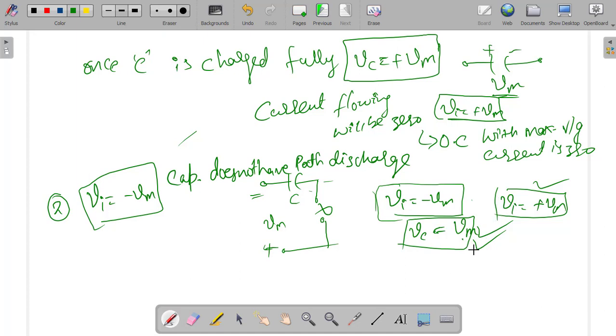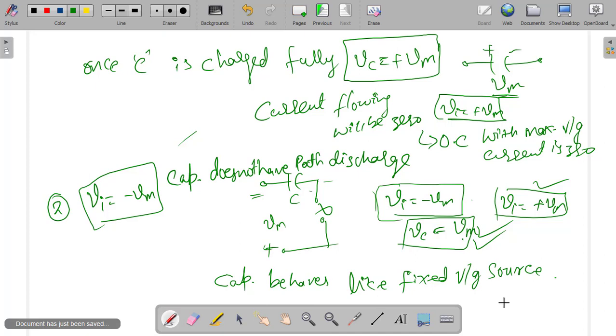Thus the capacitor will behave like what? Here the capacitor behaves like a fixed voltage source, isn't it? What is the value of that voltage source? Plus Vm, because the capacitor is charged to plus Vm but is not finding any path to discharge. So it behaves like a fixed voltage source of Vm.